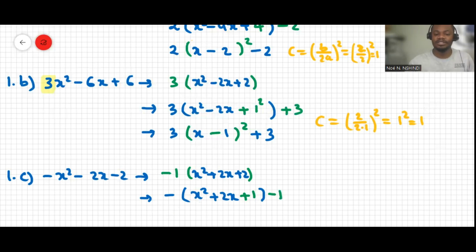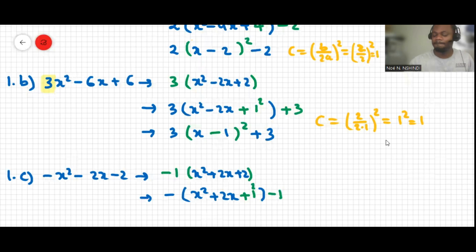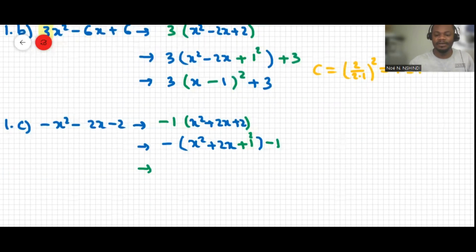So this being like 1 squared, we can just take the basis. This will be negative x plus 1 to the power of 2 minus 1. Now we can say we complete the square. The last question will be 1D.